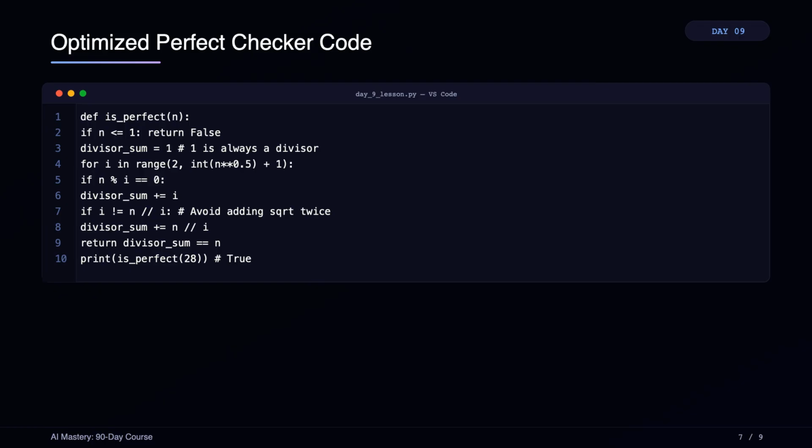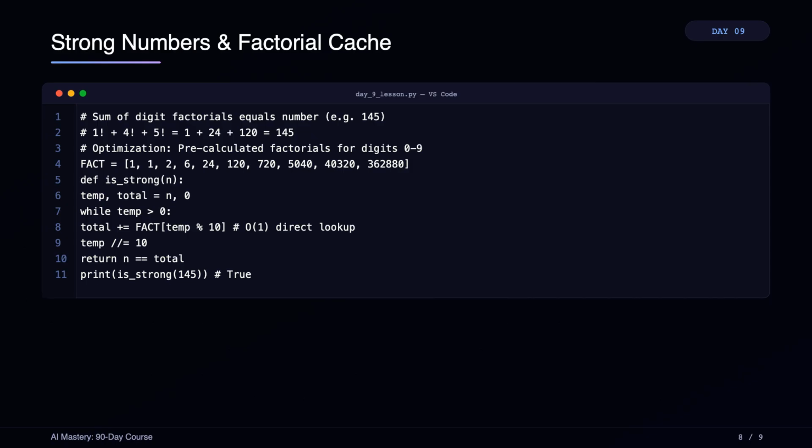Our final algorithm checks for strong numbers. A strong number is an integer where the sum of the factorials of its digits equals the original number. 145 is a strong number because 1 factorial plus 4 factorial plus 5 factorial equals 145. To optimize this checker, we should avoid calculating the factorial of each digit from scratch, which would require a nested loop. Instead, since digits are always between 0 and 9, we pre-calculate their factorials in a lookup list named fact. Our loop then extracts each digit using modulo 10 and performs a constant time list lookup. This memoization technique converts nested calculations into instant lookups.